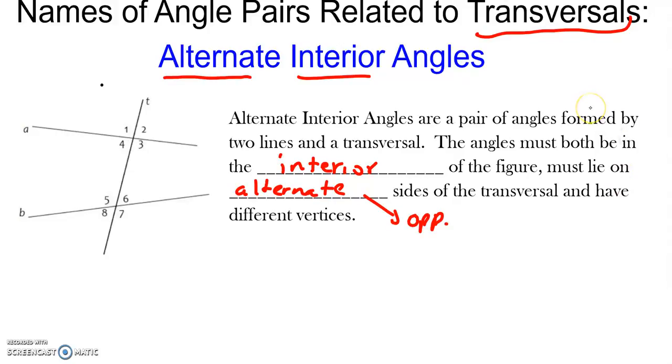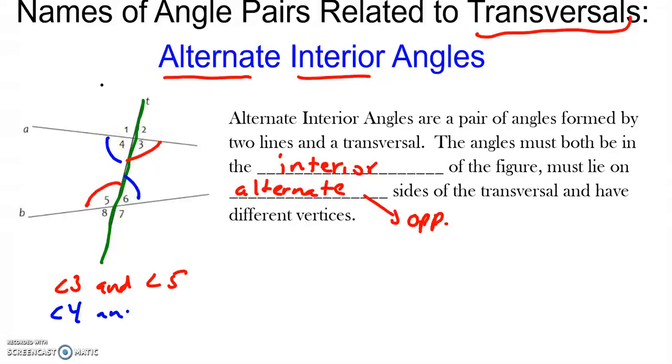So I wanted to give you the actual definition here, and I want to show you visually what that looks like in this picture. So here is my transversal T. I'll stick with the green color. So my alternate interior angle pairs have to be on opposite sides or alternate sides of the green line and have to be inside or interior of the figure. So what I would say is angle 3 and angle 5 would be considered alternate interior angles because they're on opposite sides of the transversal and within my two lines. And I would also say angles 4 and 6 would also be considered alternate interior angles.